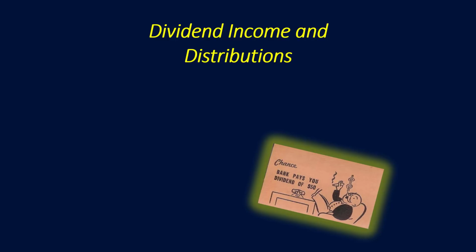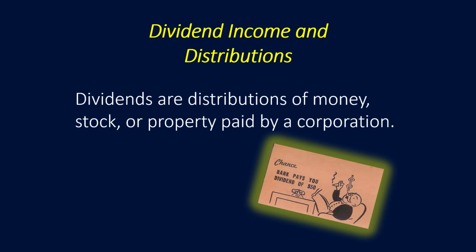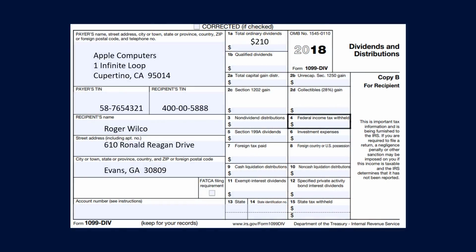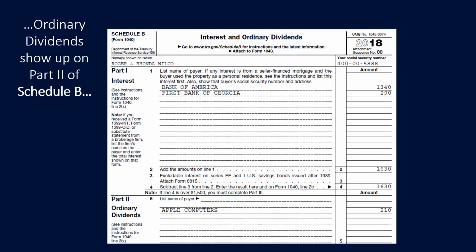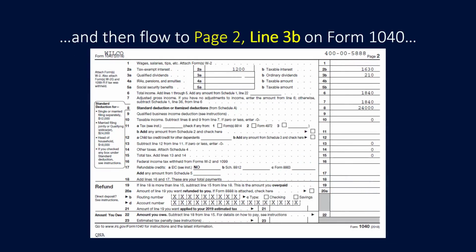Next, let's look at dividend income and distributions. Dividends are distributions of money, stock, or property paid by a corporation. Most corporations use the Form 1099 DIV, Dividends and Distributions, to show the distribution income received by the taxpayer. Typically these ordinary dividends show up in Box 1A. Ordinary dividends then transfer to Part 2 of the Schedule B if necessary. Then they flow to page 2, line 3B on the Form 1040.